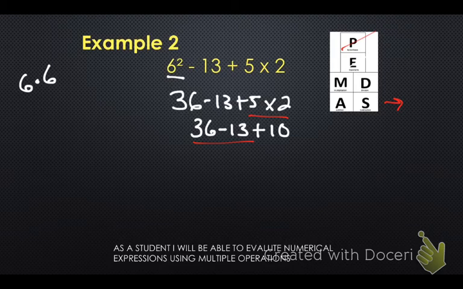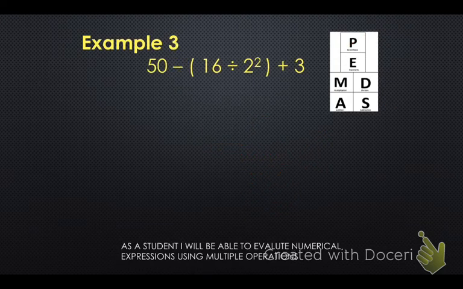36 minus 13 gives us 23 plus 10, and 23 plus 10 then gives us 33. Okay, there you go. And that is the correct answer. We moved from left to right. If you would have done it wrong, you would have gotten an answer of 13, and that is not correct. Now let's go to example number 3.